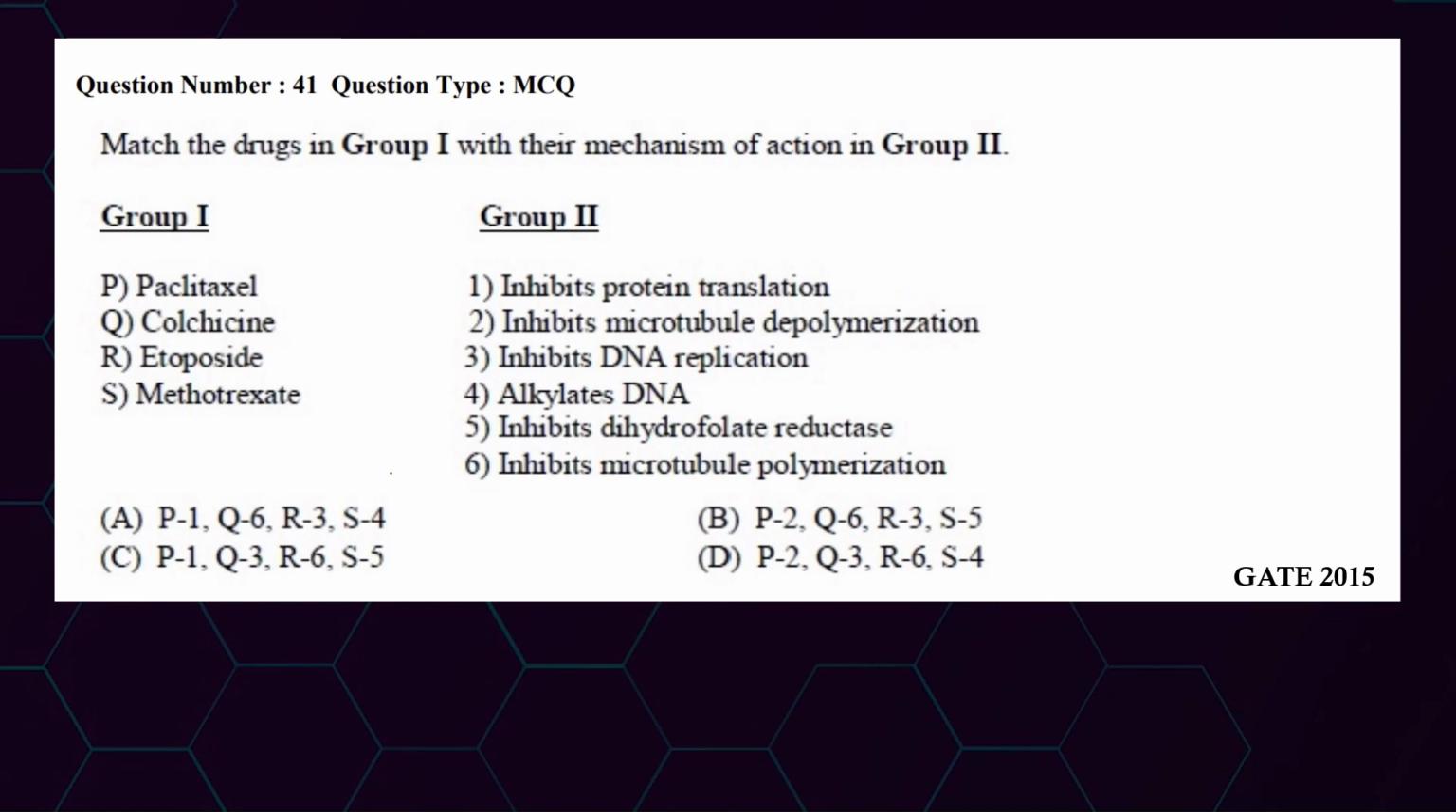Hello everyone. We are solving question number 41 from GATE 2015. It says match the drug in group 1 with the mechanism of action in group 2. So we have four drugs in group 1, that is paclitaxel, colchicine, etoposide and methotrexate, and we have several mechanisms in group 2. We have to match these drugs with their respective mode of action.